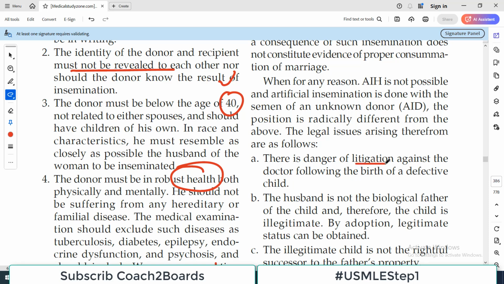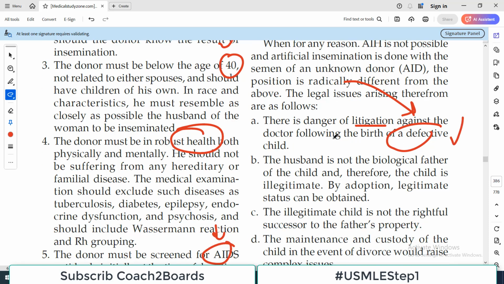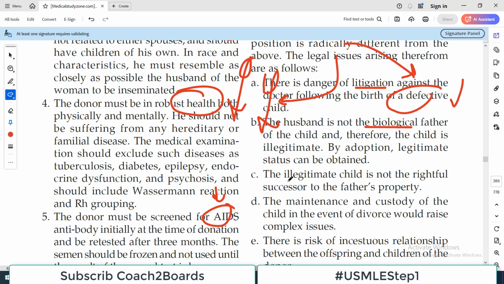There is a danger of litigation against the doctor following the birth of a defective child. "Bhai, aapne kisi galat bande ka sperm daal diya tha, hamara bachcha hi abnormal paida hua." The husband is not the biological father, of course. क्योंकि आपने किसी और का स्पर्म फीमेल में डाला है, so here is the couple and now you are taking sperm from somebody else. So basically the husband is not the biological father, the illegitimate child is not the rightful successor to the father's property.